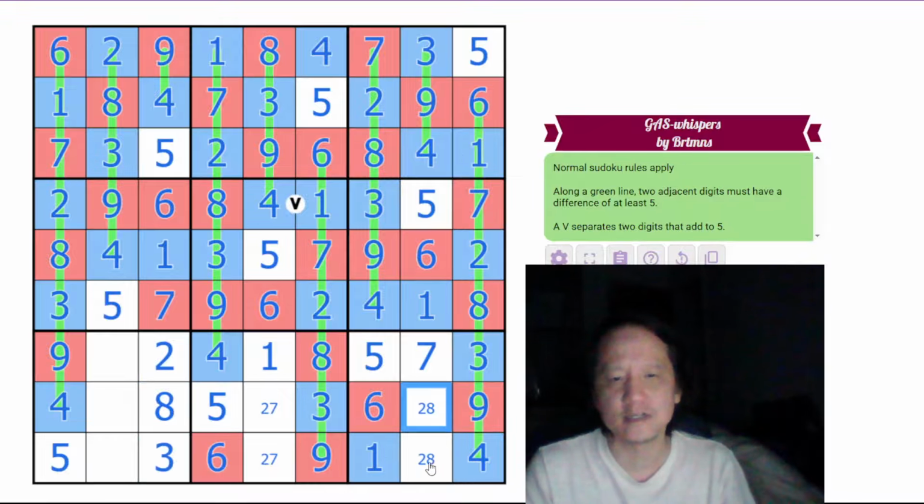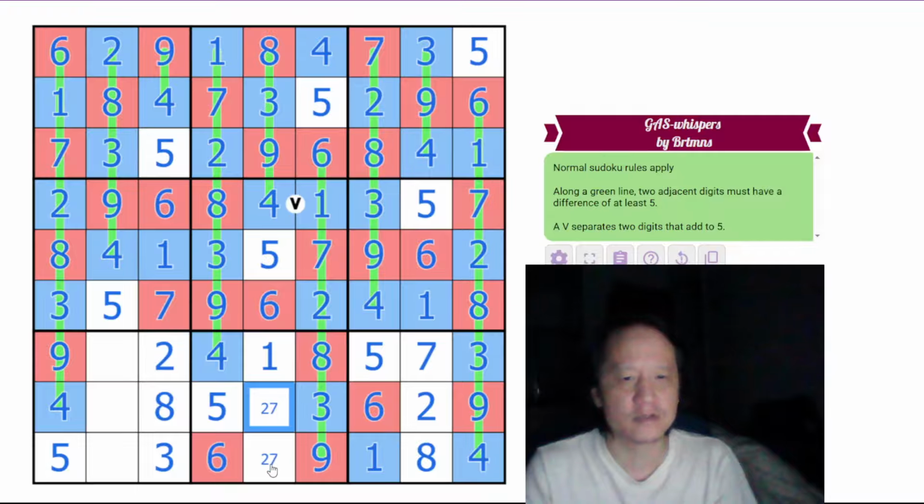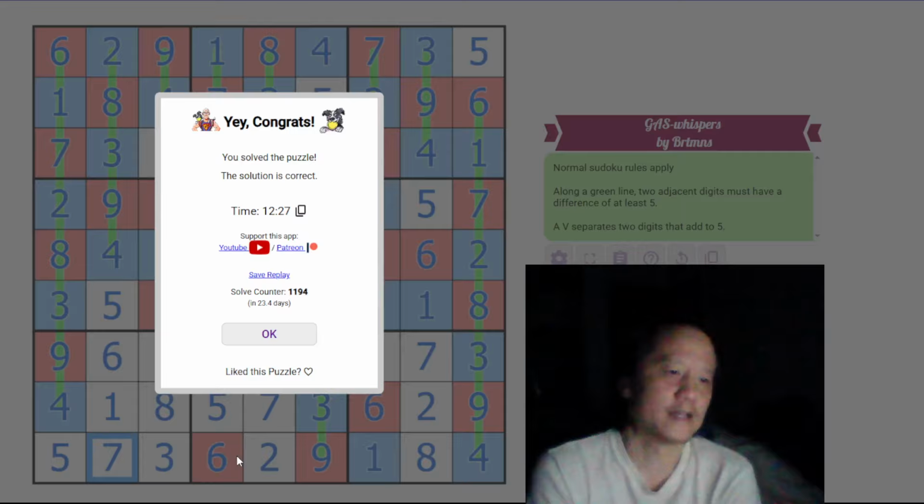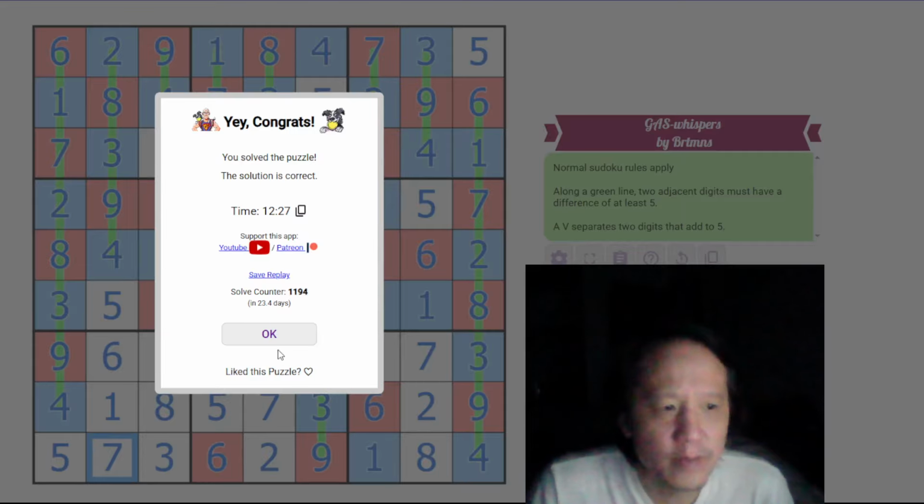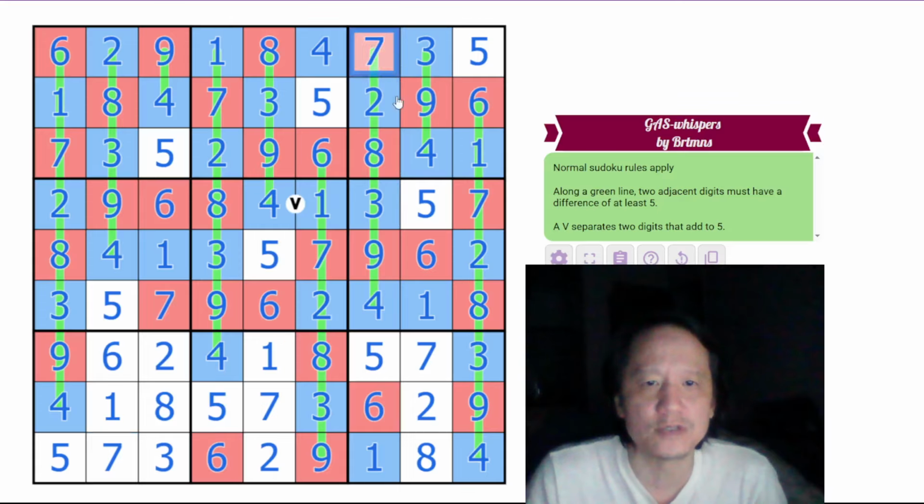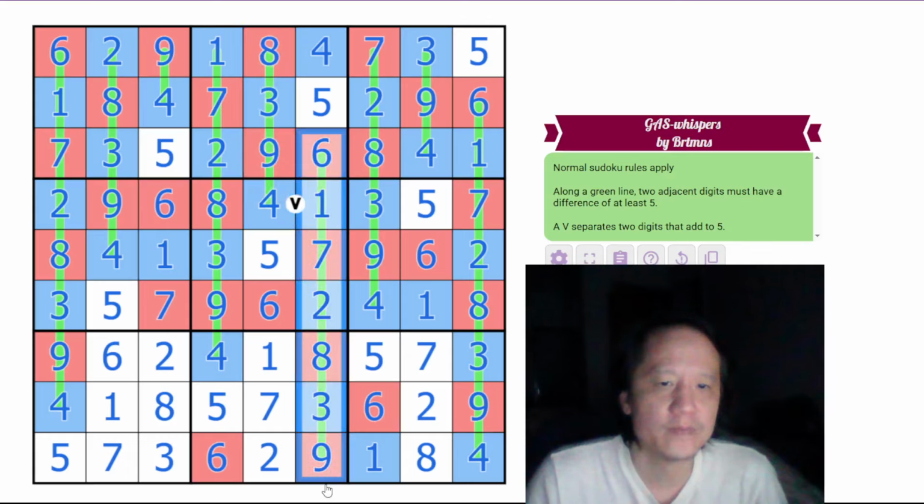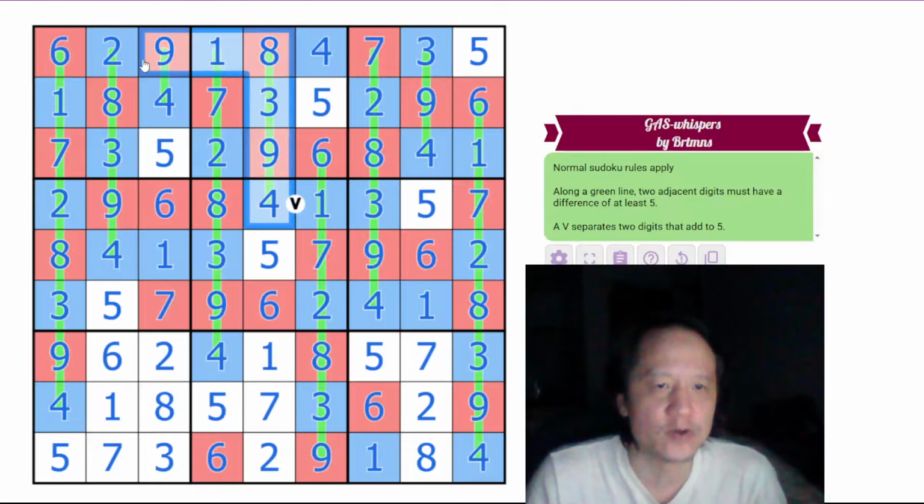8 eliminates 8 here, so it's 2 and 8. 2 eliminates 2 here, so it's 7 and 2. That leaves this digit as 6, this digit as 1, and this digit as a 7. And that's the solution. Pretty cool, actually. Pretty nice use of the German Whisper, or the Whisper 5 lines, with certain restrictions on them. And very minimal, so it worked out very well.